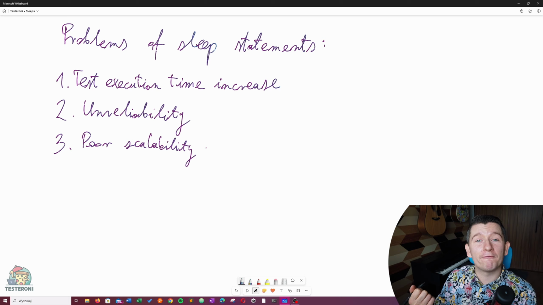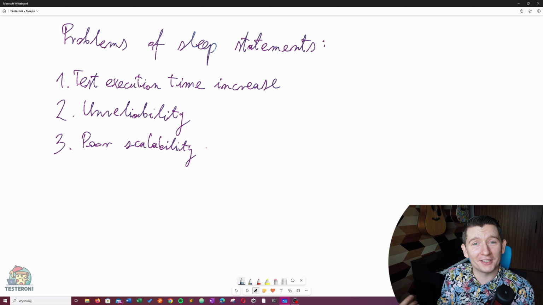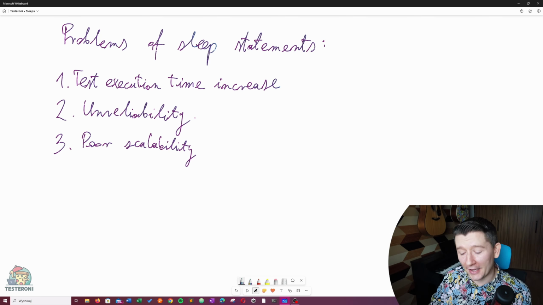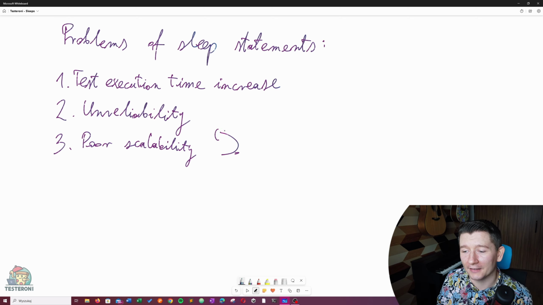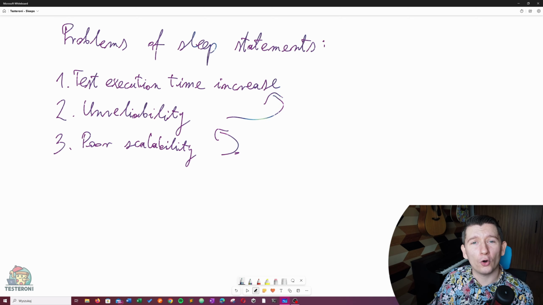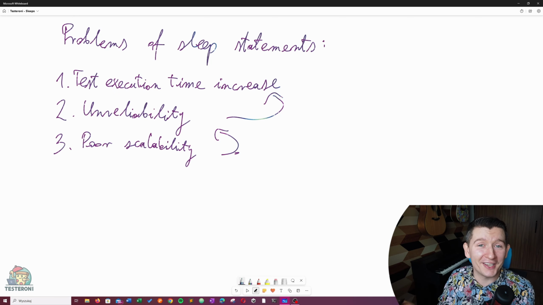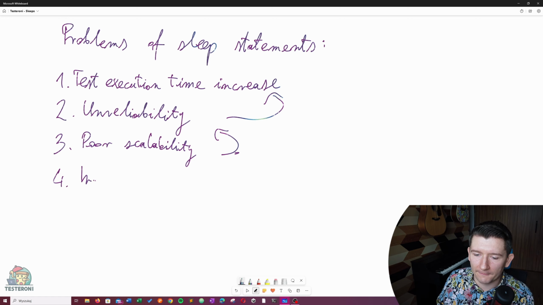And this leads to very poor scalability, and as a consequence, a very strong inconsistency of outcomes. And that again brings us back to unreliability. You can see that all these things basically connect, they are all intertwined. Poor scalability is related to the fact that the tests are going to be unreliable, and that in turn is connected to the fact that test execution time is going to increase out of proportion for no reason at all. Number 4 is going to be inefficiency.